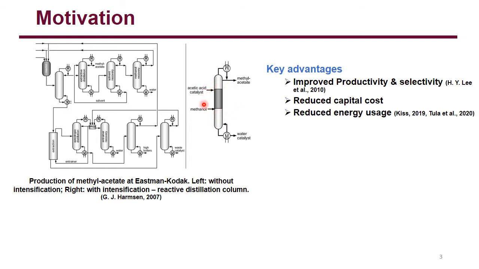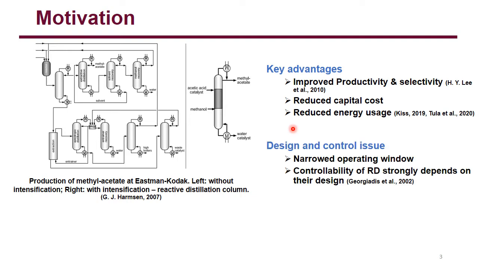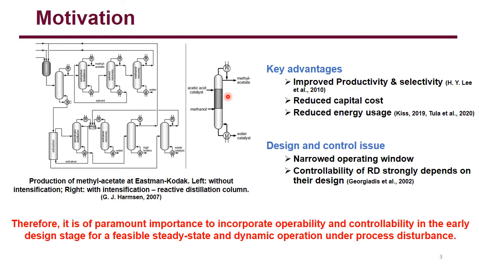One of the obvious advantages is that a fewer number of process units is required, which translates to reduced capital cost. And since we are using the heat of reaction inside the RD column for the separation of the product, we require lower energy. However, there are some design and control issues that have to be taken into account. Since this is an intensified process unit, we're losing degrees of freedom. Consequently, the operating window gets narrower. In other words, controllability of the reactive distillation columns strongly depends on the design.